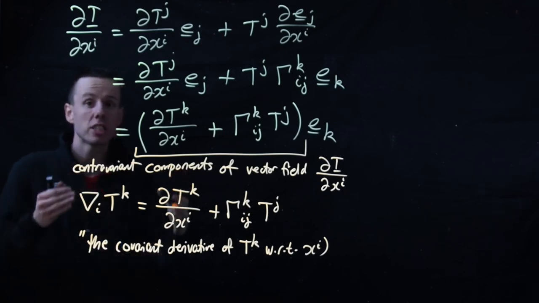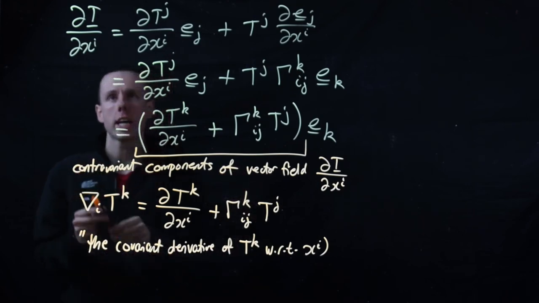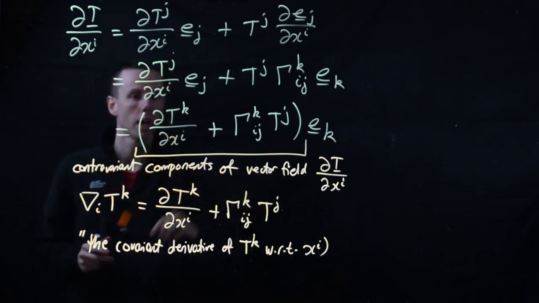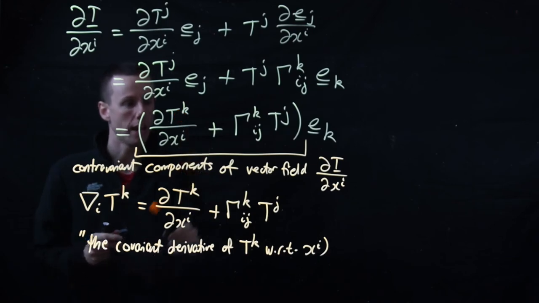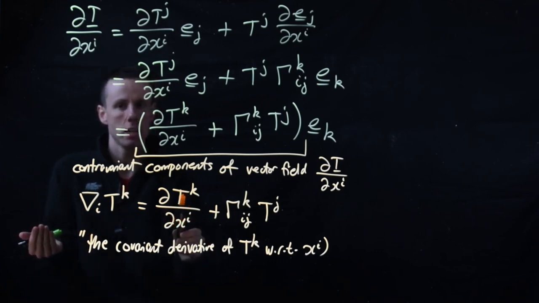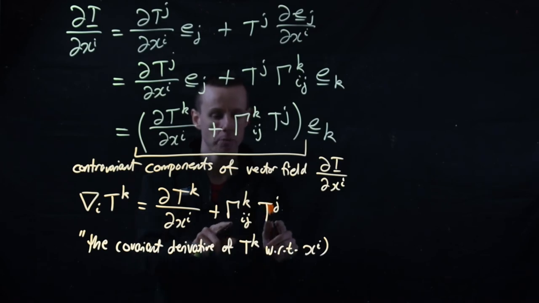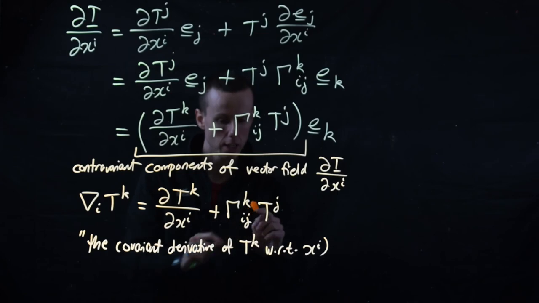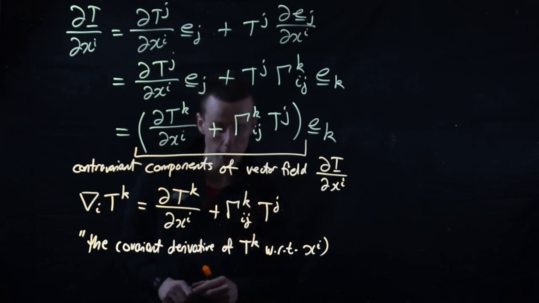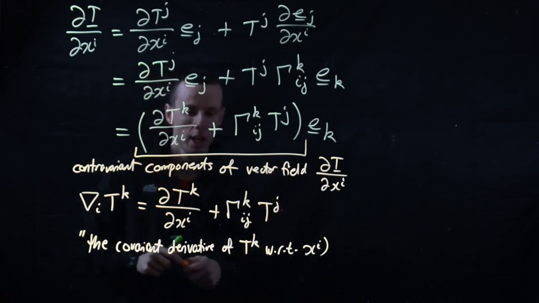Okay, so this is a recipe for how to differentiate a vector field. You just take its contravariant components, so the T^k's, and then this is what you do. First of all, you take just the usual partial derivative with respect to x^i of that component, but then you have to add this extra term here: the Christoffel symbol times the components of T, with a sum over j. So that is the answer for how you differentiate a vector field.